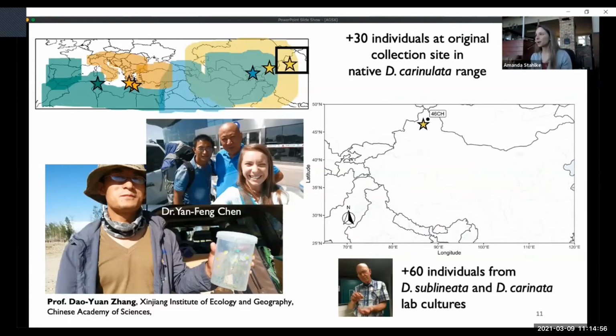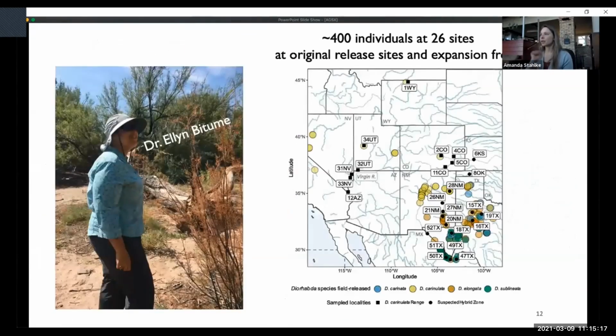But because I can't spend my entire PhD traversing the native range of Diorhabda, we had to supplement this with lab culture populations, thanks to Dan Bean and the Palisade Insectary. So we have 30 individuals each from Subliniata and Carinata lab cultures. Okay, so we have our parental reference populations now, and now we can go out and collect at these original release sites and expansion fronts to identify what is going on in the introduced range.